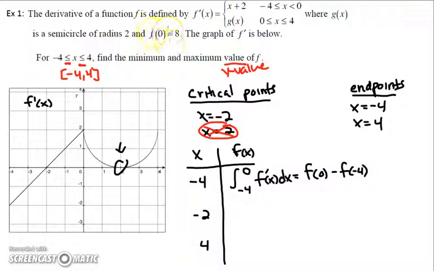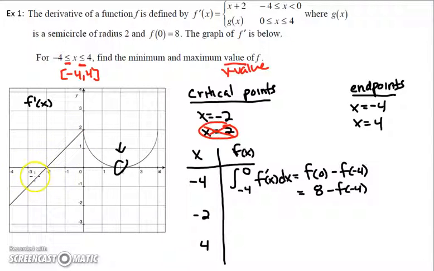So using this substitution here, f of 0 is equal to 8. So I can say 8 minus f of -4. But as we look at it right now, it doesn't really tell us anything because I don't know how to solve for f of -4. But we remember integral is going to be an area under the curve. We have the curve here.